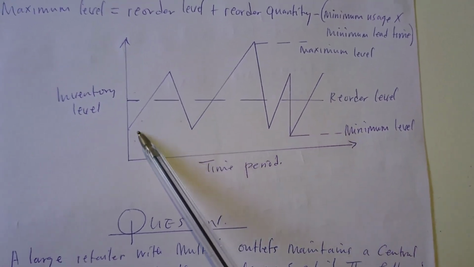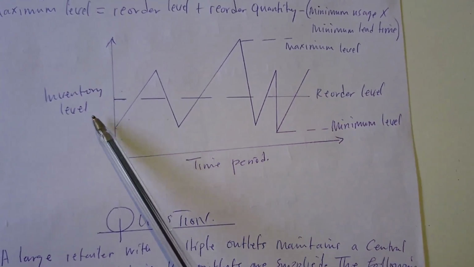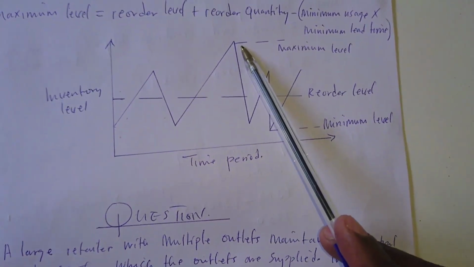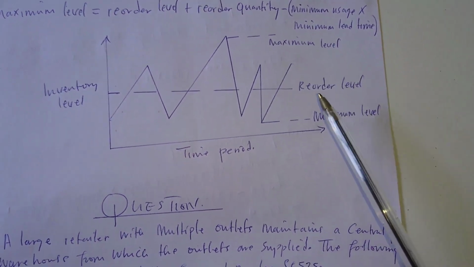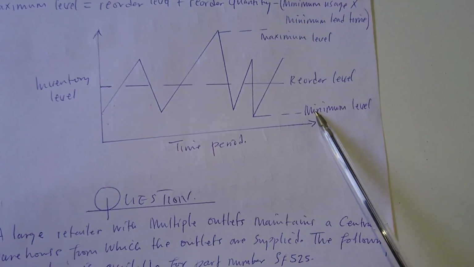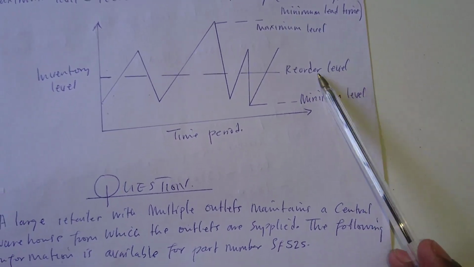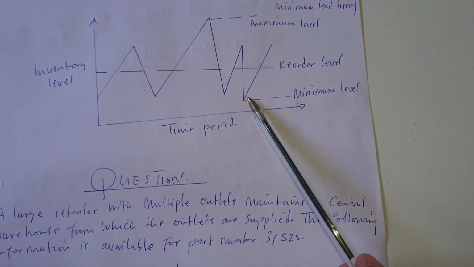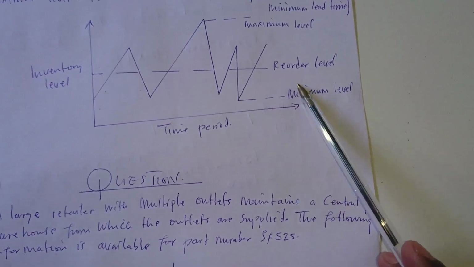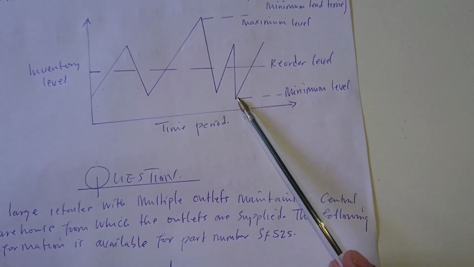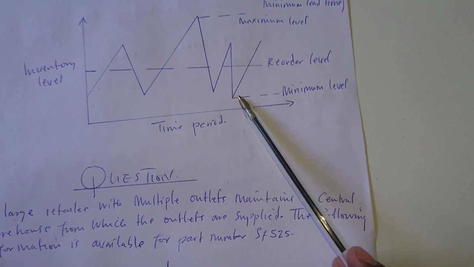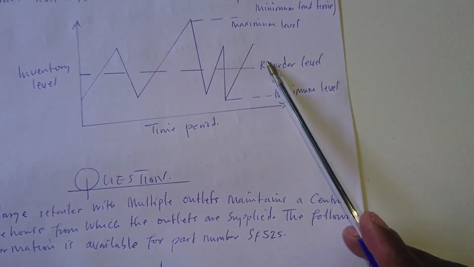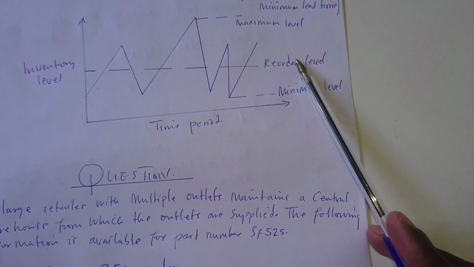So this is how the graph of the inventories will look. We have the inventory level here, the time period, and then here at the apex we have the maximum level of inventory, the reorder level, and then we have the minimum level. Okay. So the reorder level is actually before the minimum level. If your inventories reach this level, it means you are in a danger position. The stockouts may be possible. That is running out of stock.